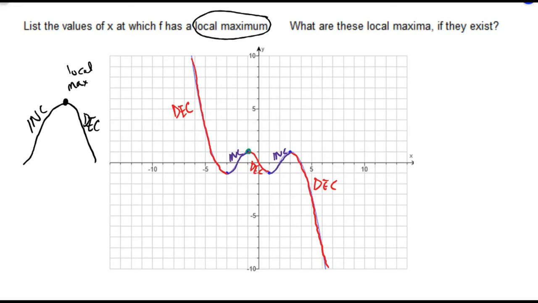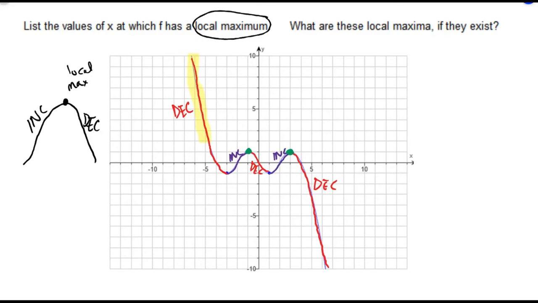Right here, we see a change from increasing to decreasing, which creates a local maximum. And here's another point where the graph changes from increasing to decreasing, creating that little peak. Now we notice that these two peaks are not the highest y values of the graph. We notice that all of these y values are larger.